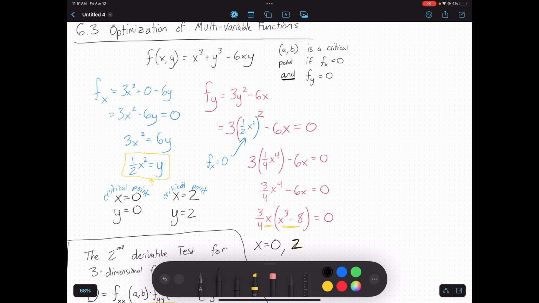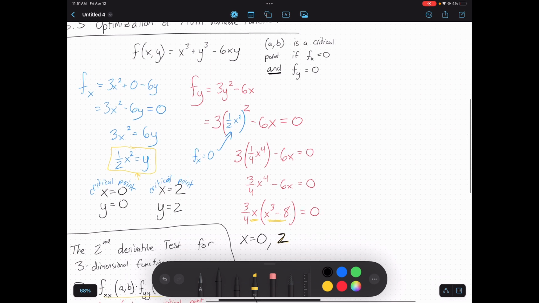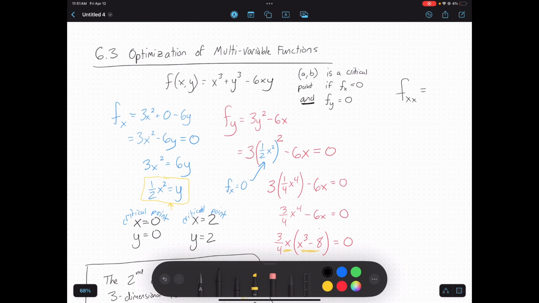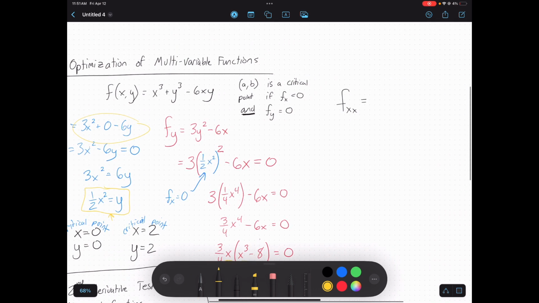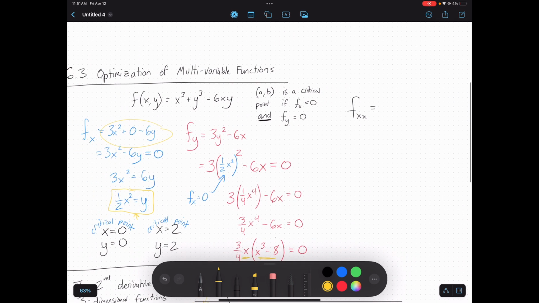I need f sub double x and f sub double y. So let's go ahead and calculate those real quick. F sub double x is just your partial in terms of x of your partial in terms of x. So now I'm going to take the derivative of that in terms of x, and I get 6x, and then minus 6y is only in terms of y, so that's going to go to 0. So I just get 6x.